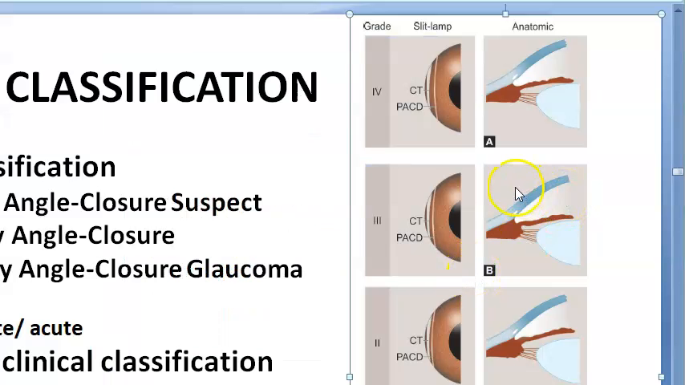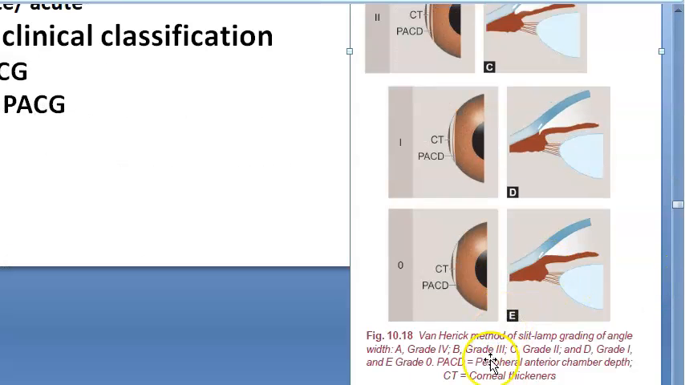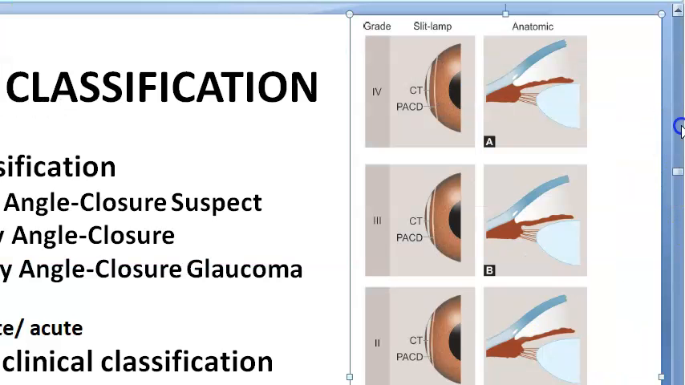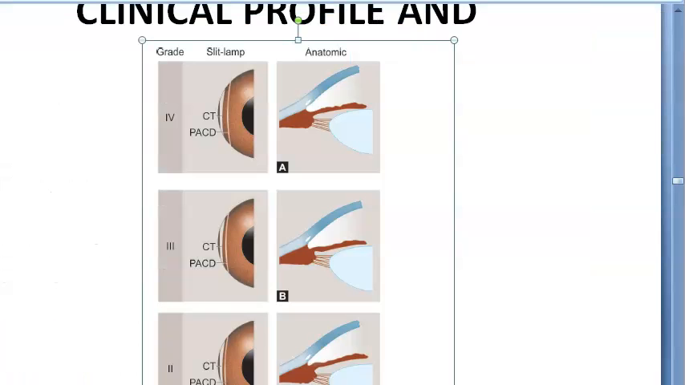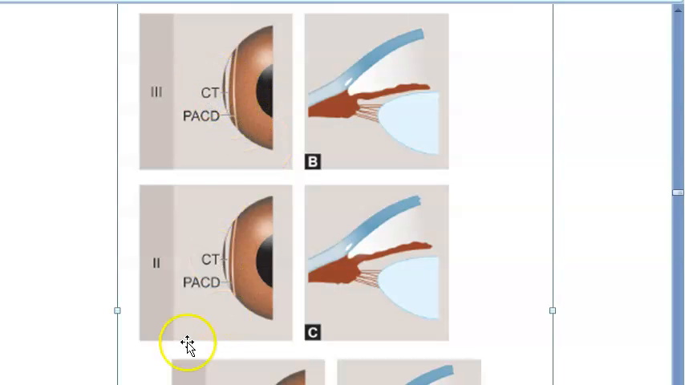Here they have given some photos, guys. What is this actually? Van Herrick method of slit lamp grading of angle width. So basically, they are just looking at the angle in everybody. Then if they think the angle is small, they will call them angle closure suspect. How to check the angle? That's what they're explaining here. This is the slit lamp examination. CT is corneal thickness, guys. This is CT, corneal thickness. And then inside that, what will you see? Obviously, the anterior chamber. What is P? Peripheral anterior chamber depth. So, this is at the periphery, not at the center, right?